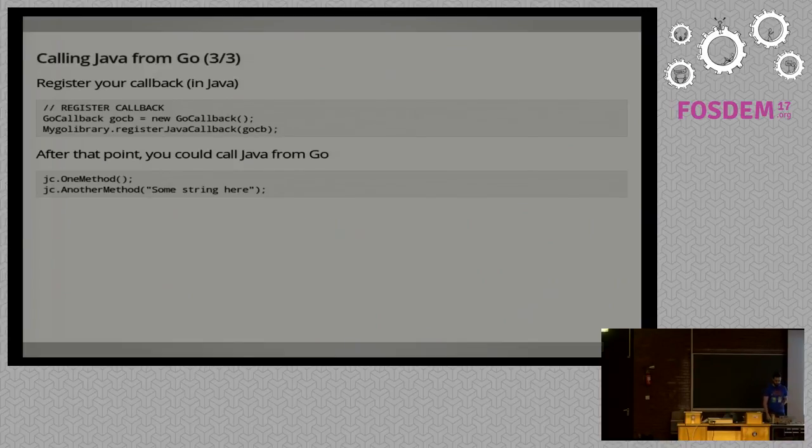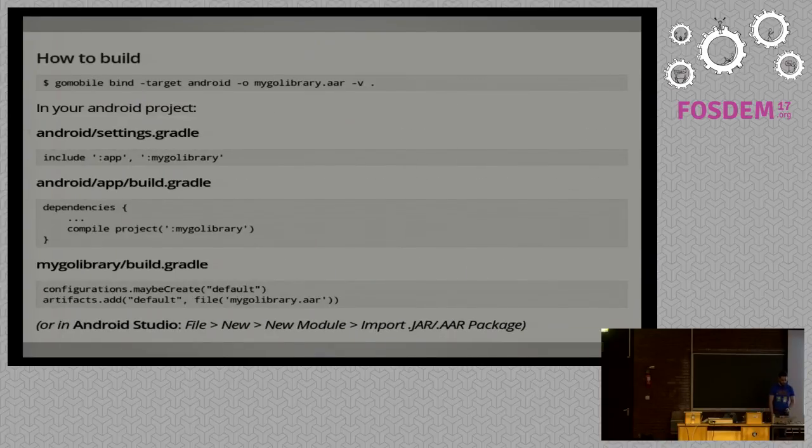How to build this? Well, it's gomobile bind. You specify the target, which is iOS or Android, the output library, which is an AAR file, and -v is for verbose to show if something is wrong or not. And then later in our Android project, we need to modify or create a few files. It looks complicated, but if you are using Android Studio, it's just File, New Module, Import, and then select your AAR package.